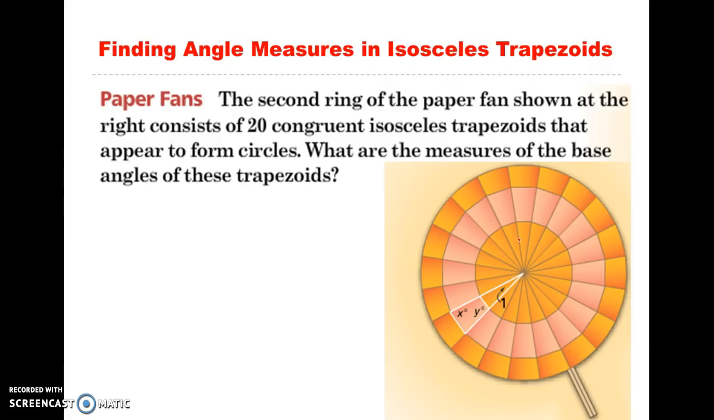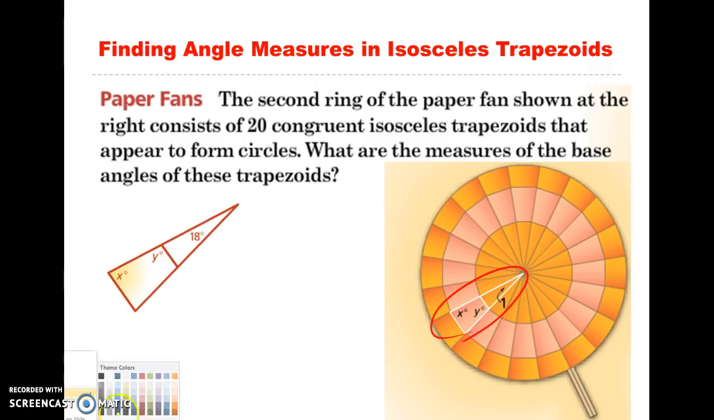Finding angle measures in isosceles trapezoids. So here's an application problem. The second ring of the paper fan shown consists of 20 congruent isosceles trapezoids that appear to form circles. What are the measures of the base angles of these trapezoids? So we want to take this and let's blow it up. Let's make it bigger. So we've got this isosceles trapezoid in the bottom. I'll highlight that real quick.